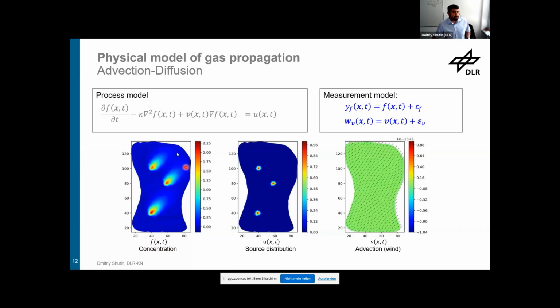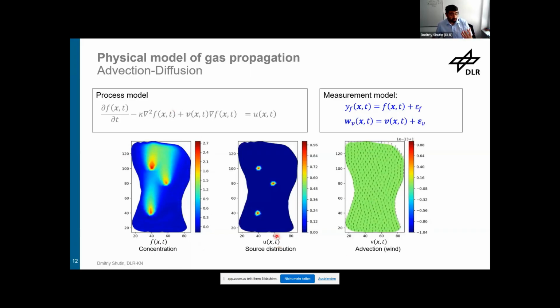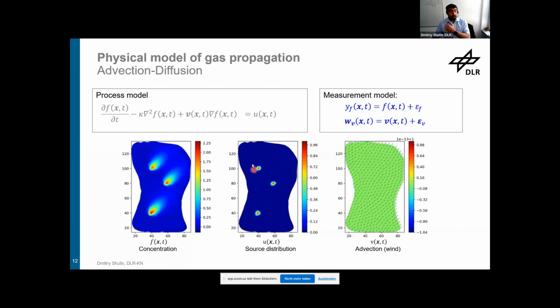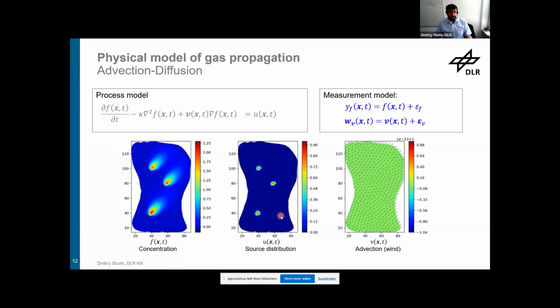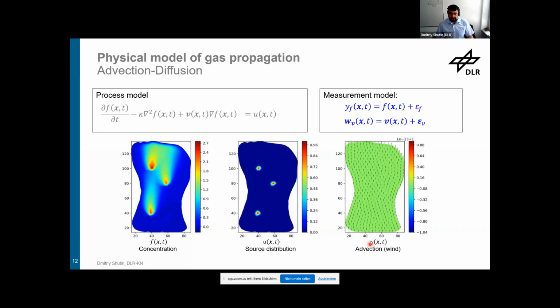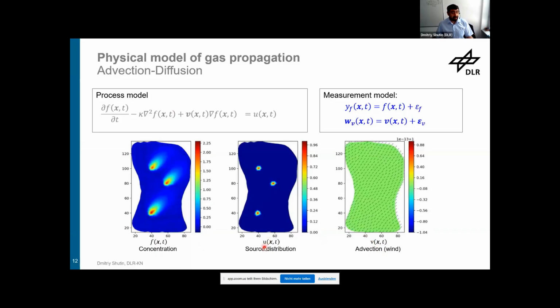Of course, this is what we call the forward processing, right? A forward model. Assuming you know the wind, assuming you know where the sources are and how many sources you have, by solving the equation, you get this nice picture. In reality, you do not know where the sources are. That's our task, to identify them. We do not know the wind typically. So these functions on the right-hand side, the V and U that you see here, are unknown. And typically we measure them. So this is where the robots come into play.